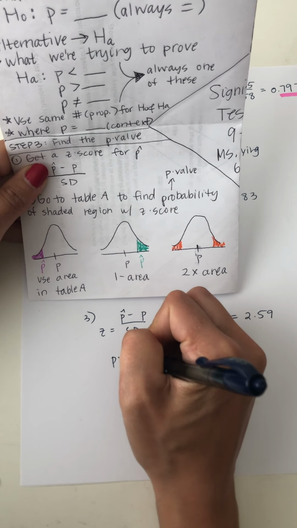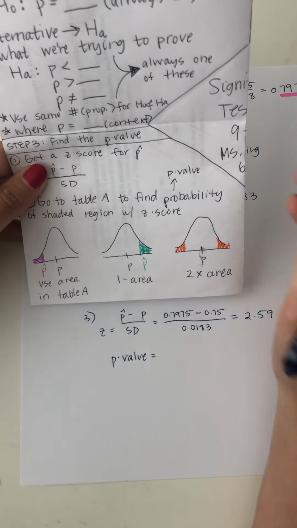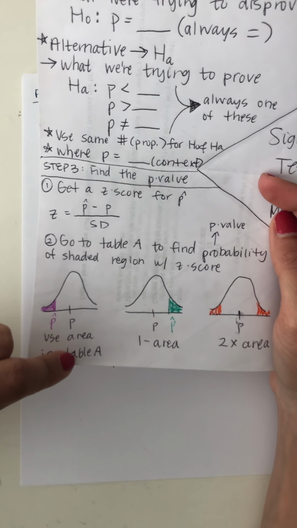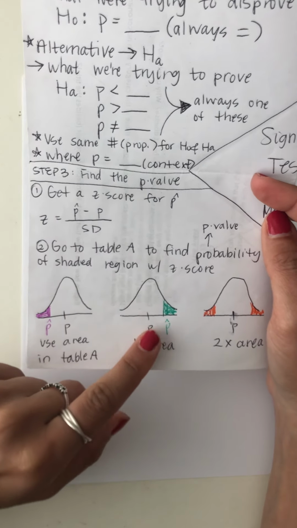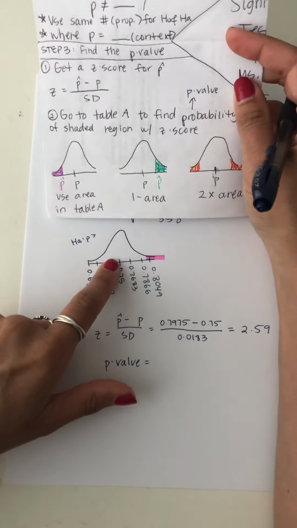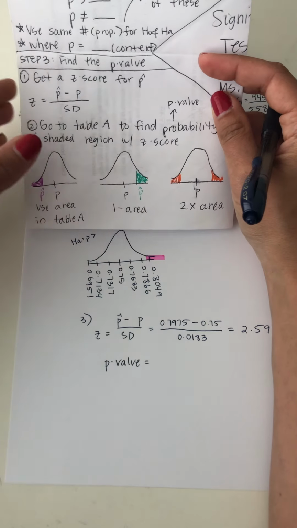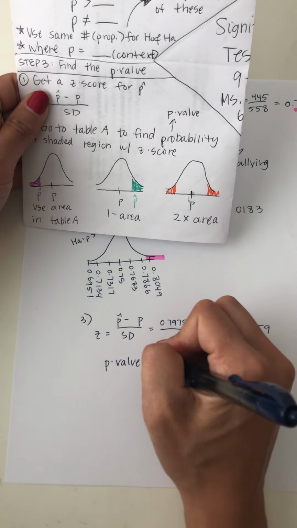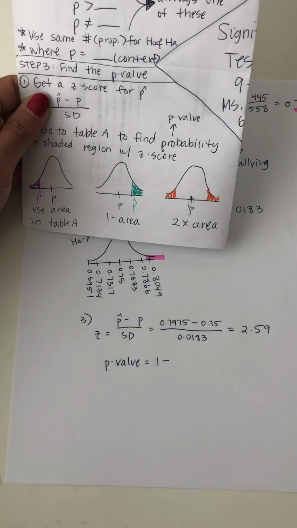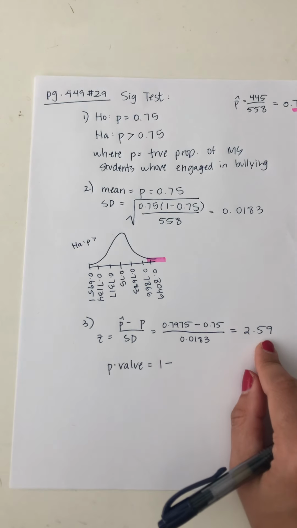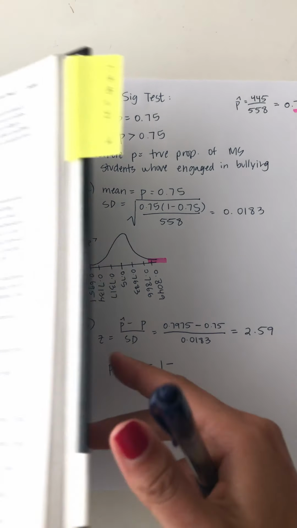P-value. Oh my goodness, I'm sorry. My p hat is shaded to the right. Looks like this one right here. So I'm going to do 1 minus the area that I find in table A. So I'm going to take the z-score, 2.59.